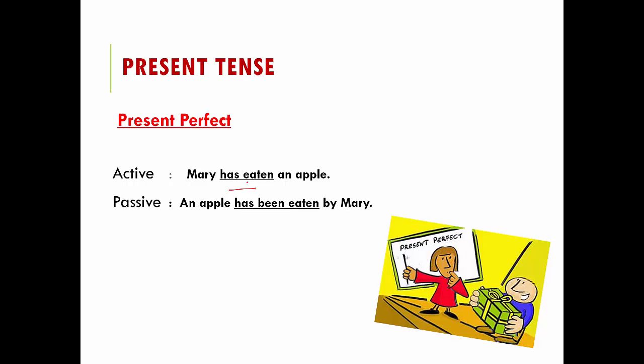So what is the rule that has been applied here? It is have or has been plus V3. Now suppose this had been apples instead of apple, then this has would have changed to have. Apples have been eaten by Mary. So please remember, your helping verb directly depends on the subject of the sentence.